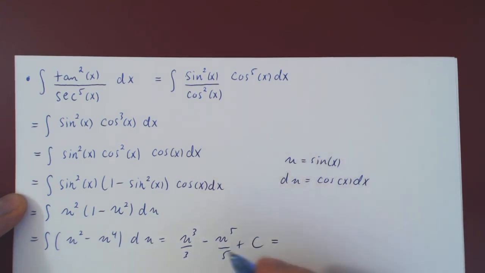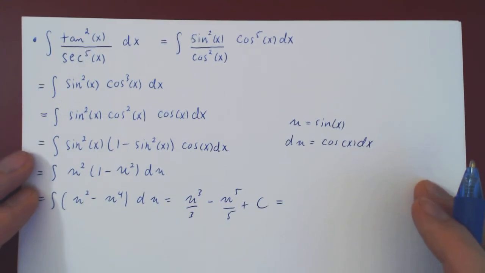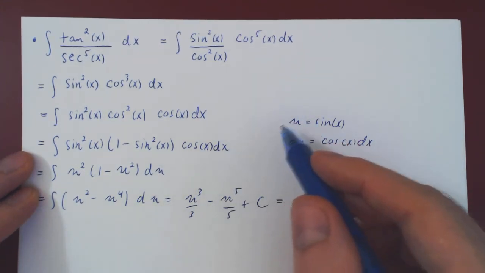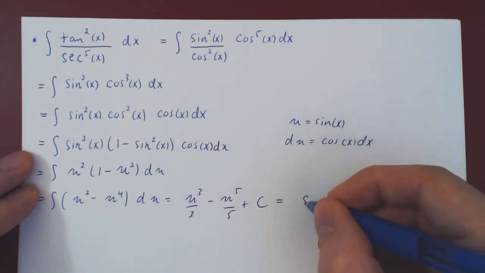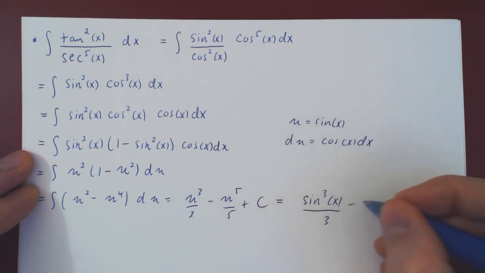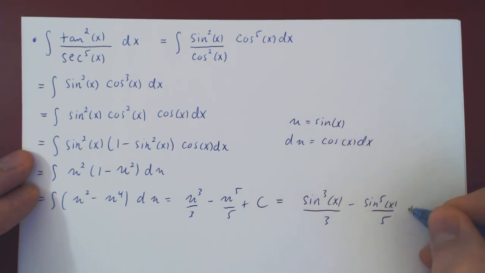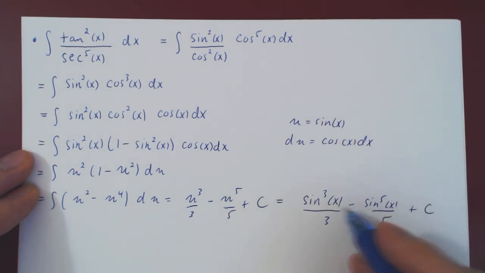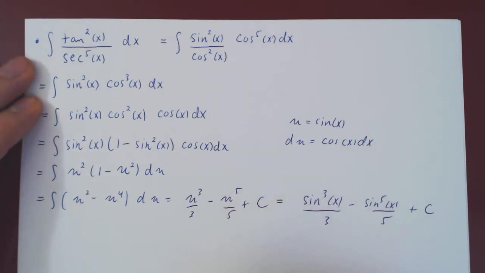And reverse, or I should rewrite, the expression back in terms of x. So u was sine of x, so we can replace. So we get sine cubed over 3 minus sine to the 5 over 5 plus c. And of course you could factor a sine cubed, but we'll leave it like this.